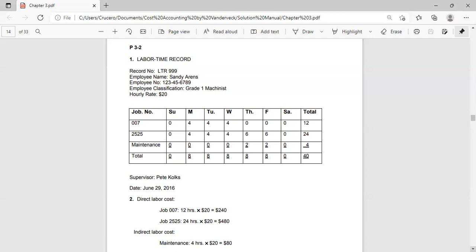And her supervisor is Pete Colks, who signs off on all labor time records on Saturday of the week just ended. So we now have the labor time here for Sunday up to Saturday. So job number 0, 0.